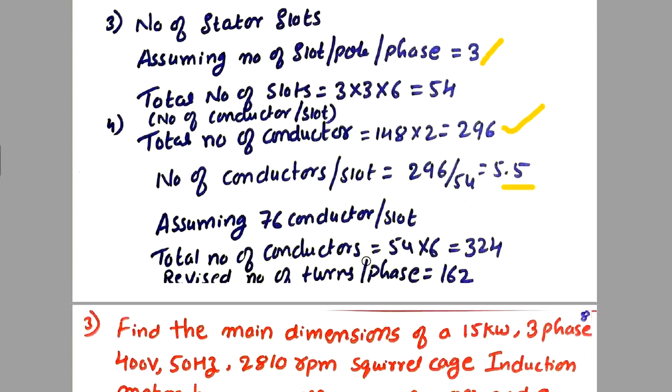Now it is 54 slots, and we consider 6 conductors per slot. So the total number of conductors is 54 into 6, so it is 324 conductors. So the revised number of turns per phase is 324 by 2, that is 162.